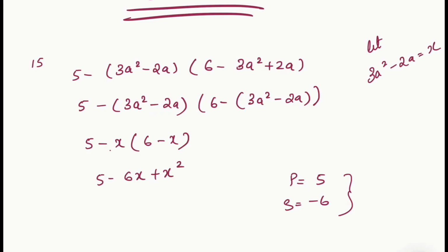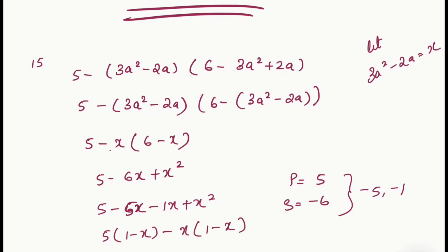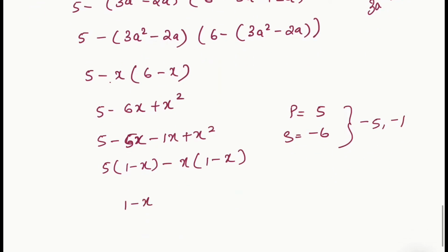So can I take them as minus 5 and minus 1? If I take minus 5 and minus 1, my product will be plus 5 and sum will be equal to minus 6, right? So let me take it as 5 minus 6x minus 5x minus 1x plus x square. Correct? So I can take out 5. What do I get? 1 minus x. Minus again, x is there, 1 minus x. So I get it as 1 minus x into 5 minus x.